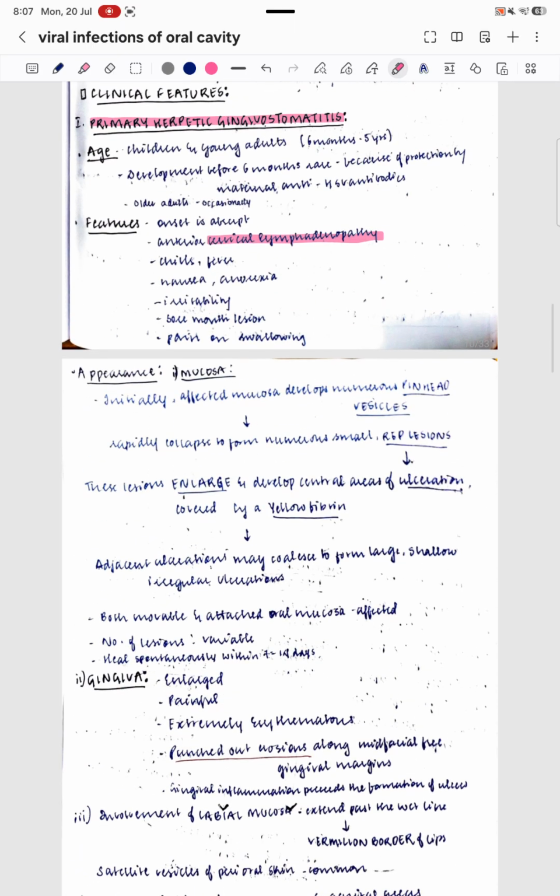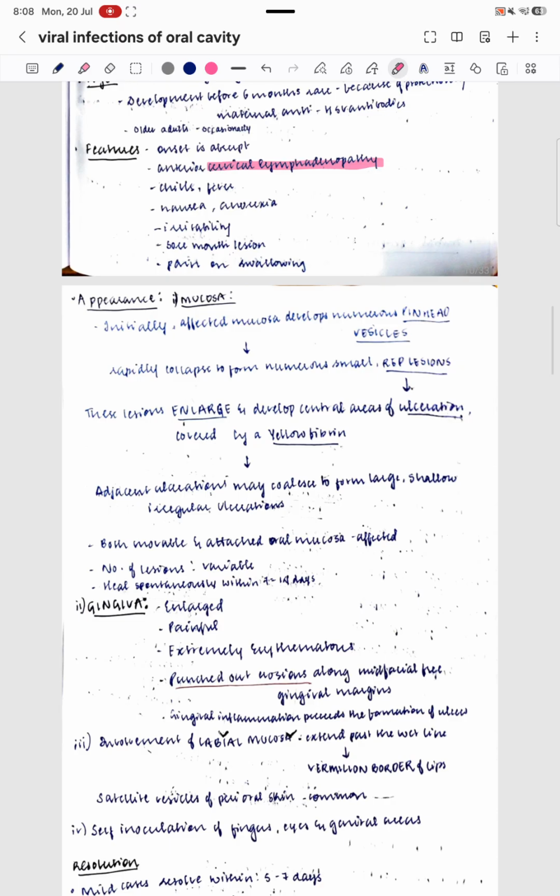Mainly, firstly, it is seen in children and young adults, not seen in older adults, or occasionally seen in older adults, and it is often abrupt in onset, and severe lymphadenopathy is seen, with chills, fever, nausea, anorexia, irritability, sore mouth and painful swallowing.